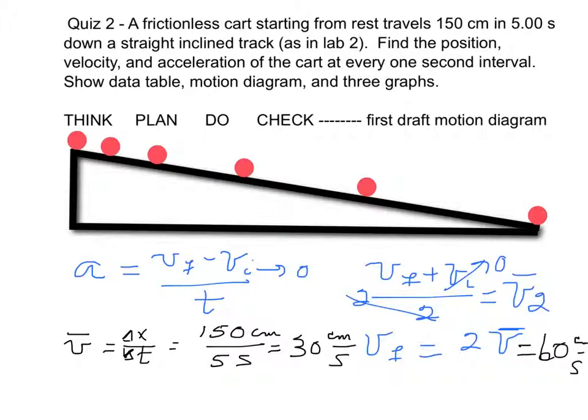Now we can get the acceleration. So the V final would be 60 centimeters per second. I'm not going to try and write the units. Minus 0 over the 5 seconds. That gives us 12 centimeters per second squared. Okay, I'm going to go to slide 2.